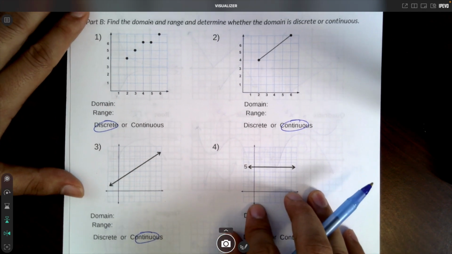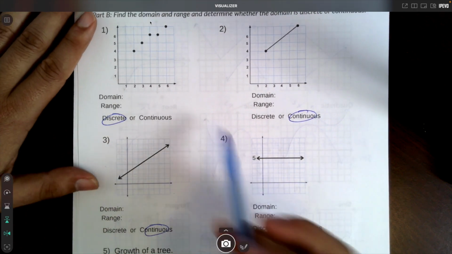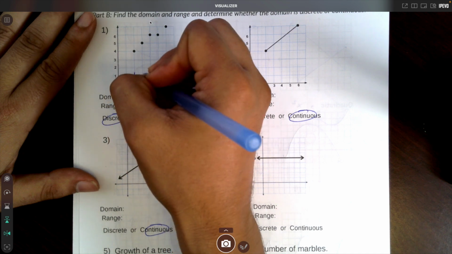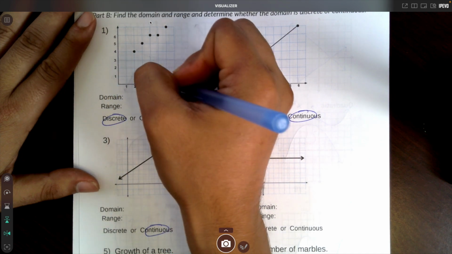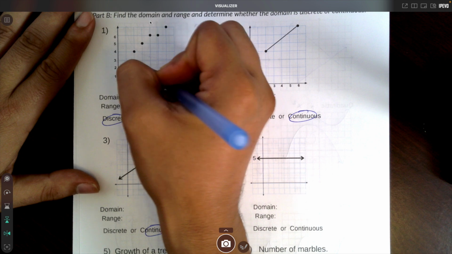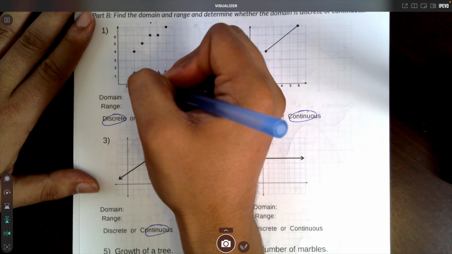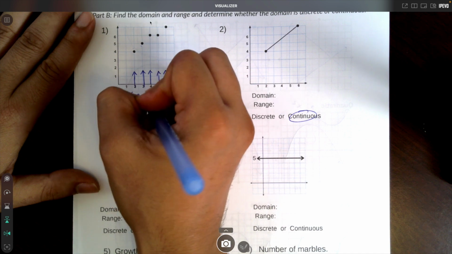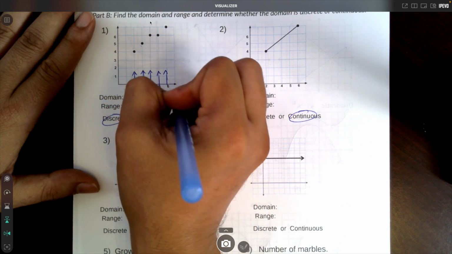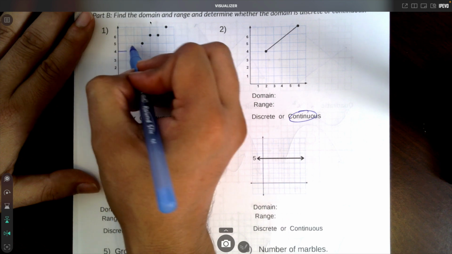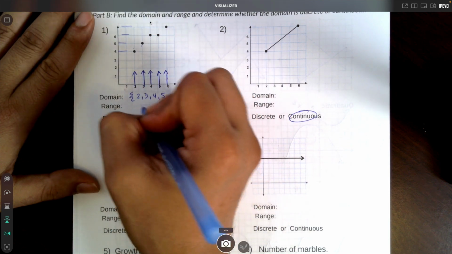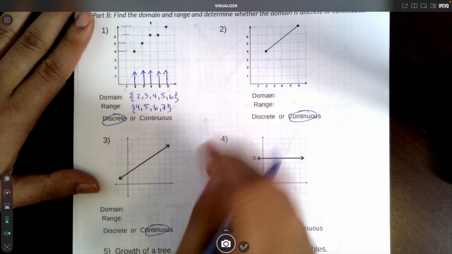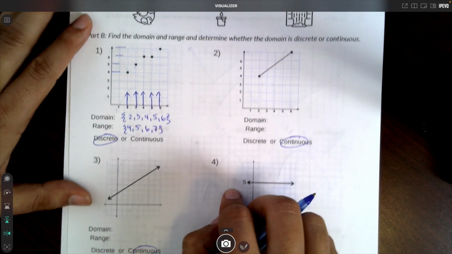But let's fill out the domain first while we're at it, because these are also asking for the domain. So remember, domain are all the x values. So 2, 3, 4, 5, 6. Okay, that's where all the points are at. At 2, at 3, at 4, at 5, at 6. So domain is 2, 3, 4, 5, 6. Range are 4, 5, 6, 7. So this is a little refresher with domain and range.